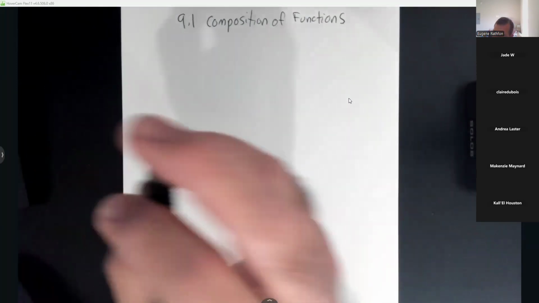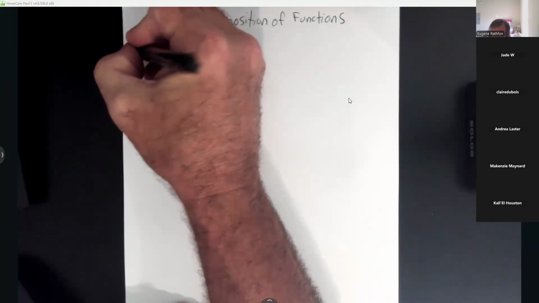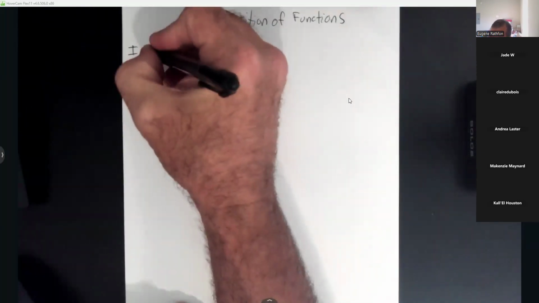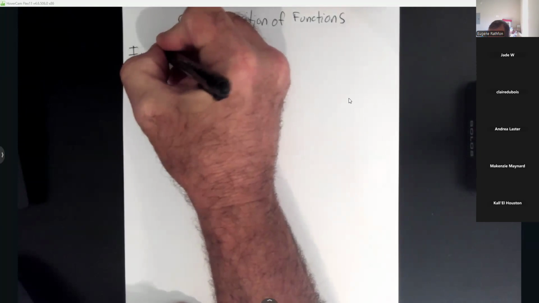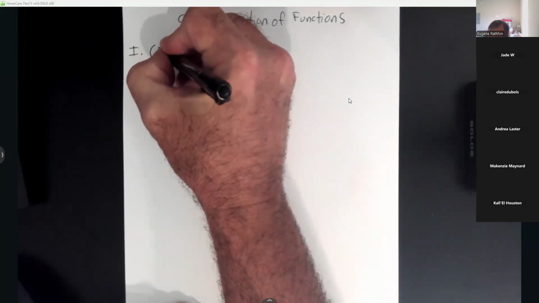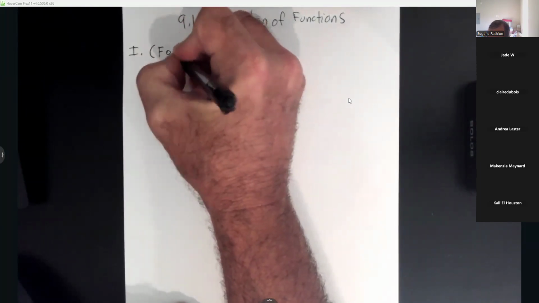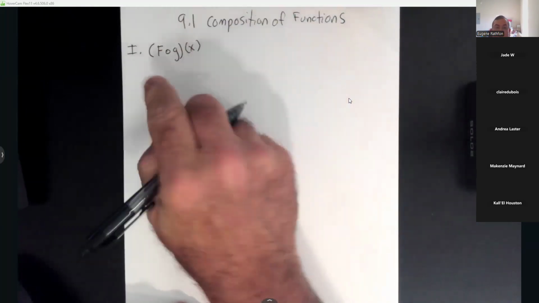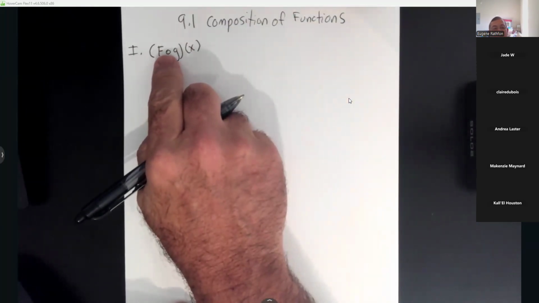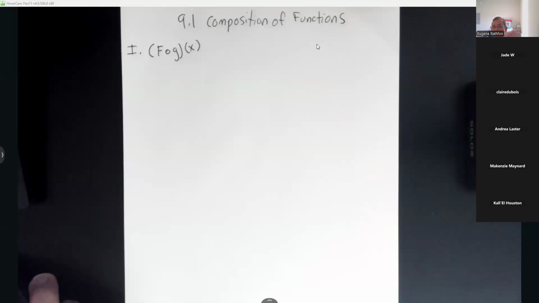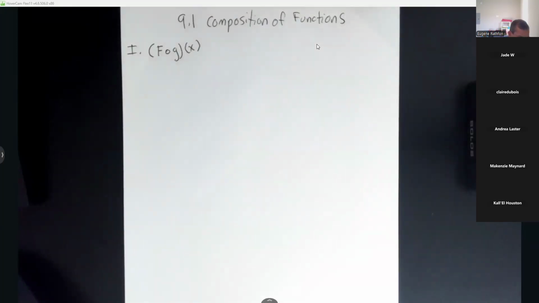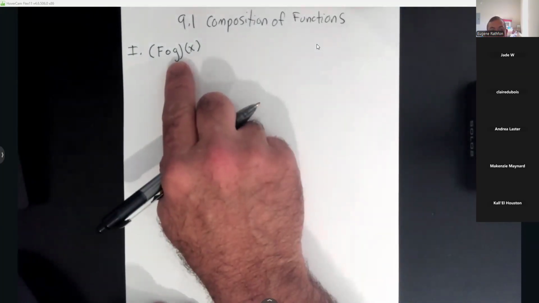So we've got symbolism we use in this section. The first symbolism is f compose g of x. And y'all, that's not a zero or an O. That's like a little symbol that looks like a degree symbol almost. So that just lets us know we've got a composition of functions.